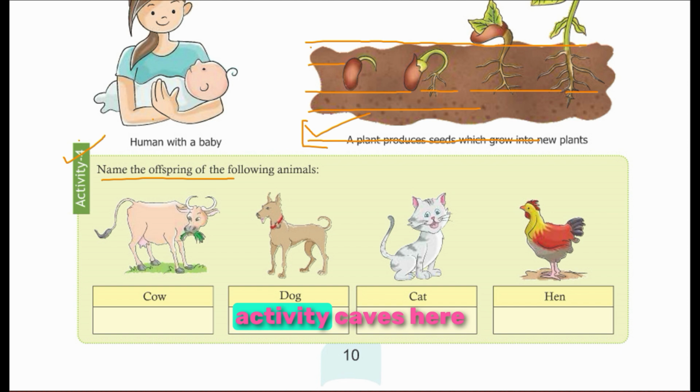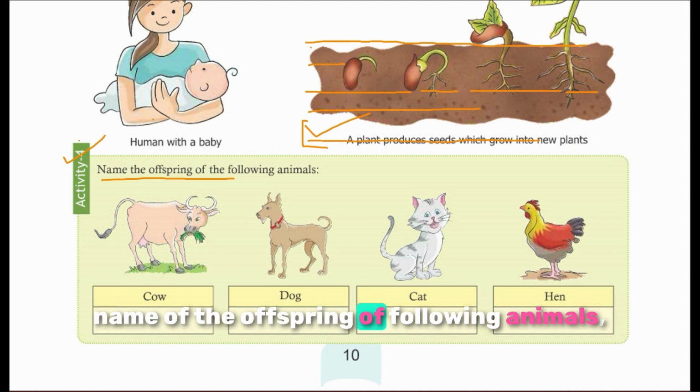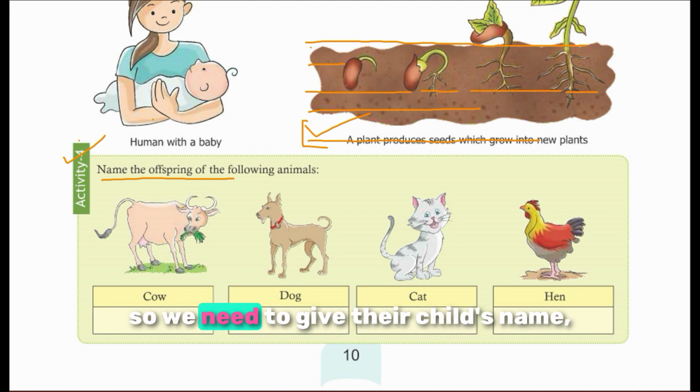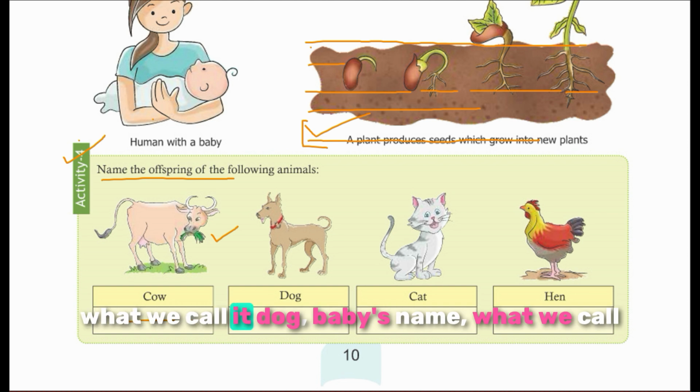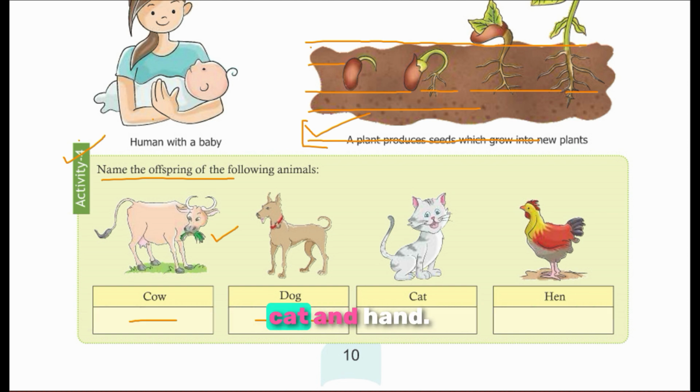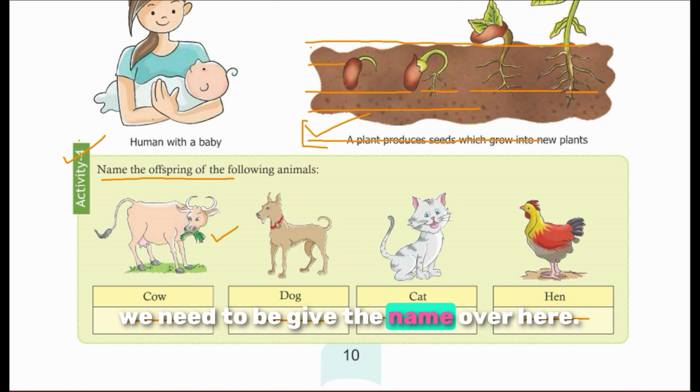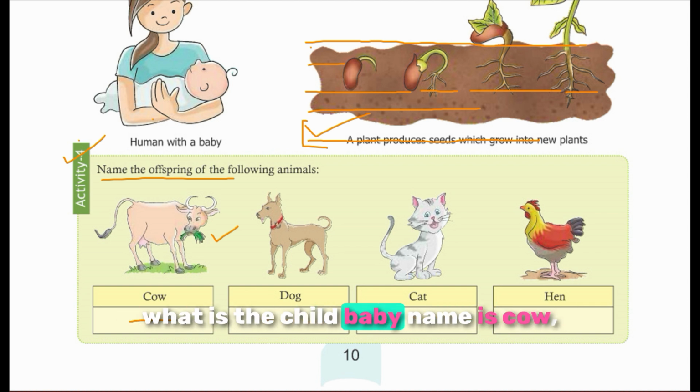So this is the fourth activity, kids. Write the names of the offspring of the following animals. We need to give the names of their young ones. What do we call the cow's baby? What do we call the dog's baby? And the cat and the hen, we need to give the names here. What is the baby's name?